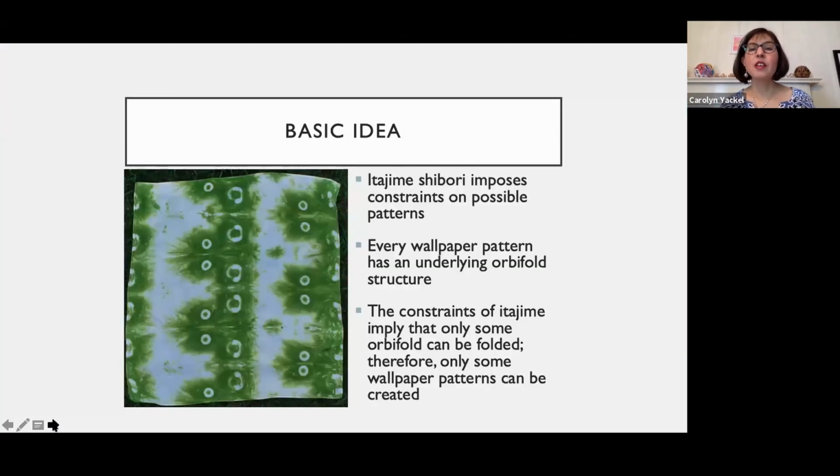Okay, so this particular technique of Shibori dyeing imposes constraints on possible patterns, and my goal was to make every wallpaper pattern in itajime Shibori. So for those of you who might know, the wallpaper patterns can be classified into 17 different groups according to their symmetry types. And each one has an underlying orbifold structure.